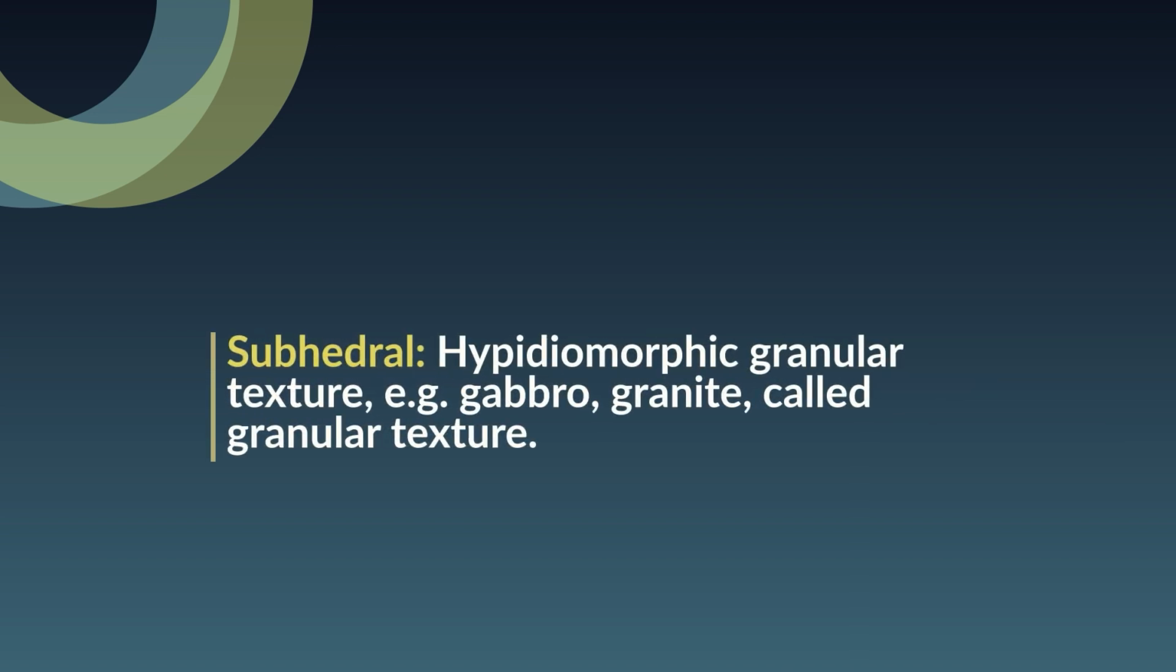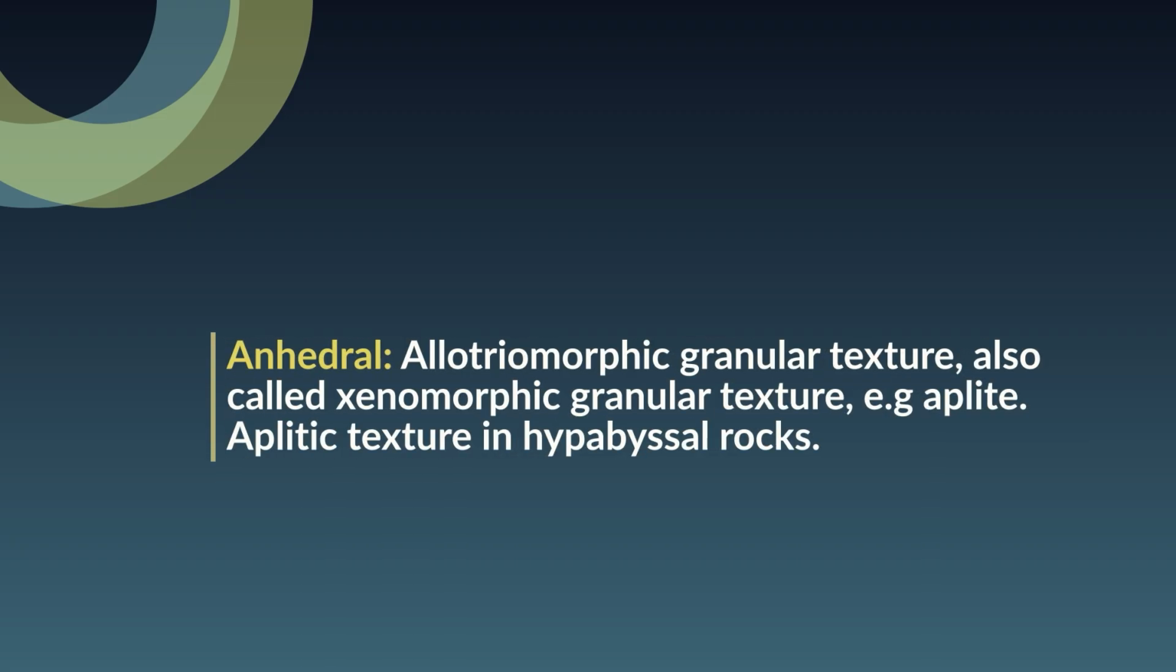Subhedral: when subhedral grains are present in the rock and seen under the microscope, the texture is called hypidiomorphic granular texture, for example gabbro, granite. It is also called granular texture. The third important category is anhedral. When all the grains are anhedral, the texture is called allotriomorphic granular texture, also called xenomorphic granular texture. For example, it is present in aplite, aplitic texture in hypabyssal rocks.